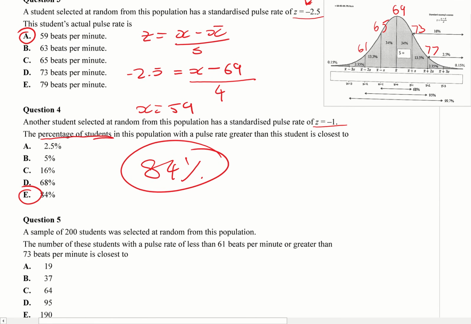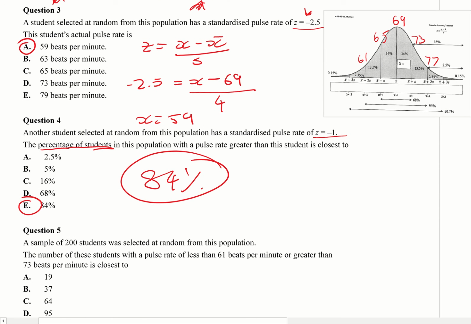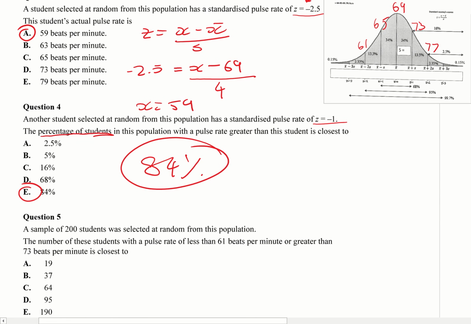All right. And so what we're looking at then is percentages of pulse rate of less than 61. So we're after that part. That's going to be 2.5%. And the other one was 73. So 73 is this part here. That's going to be 13.5 plus 2.5. So 13.5 plus 2.5 is 16. So that's going to be 16%.